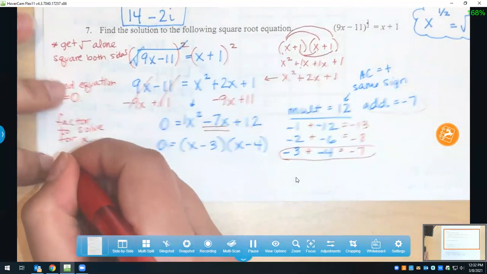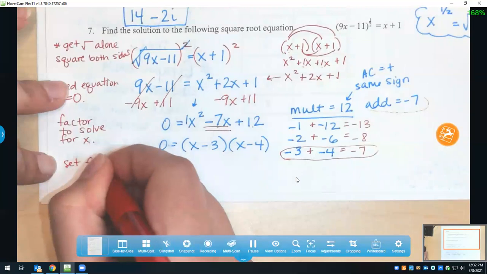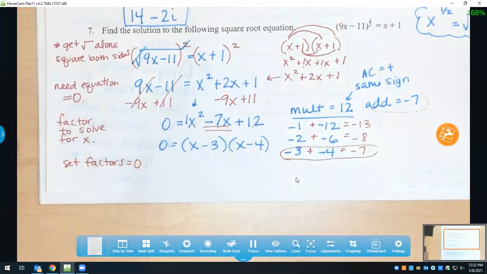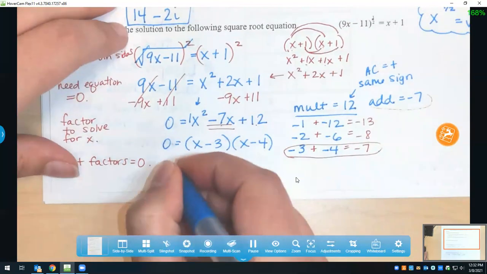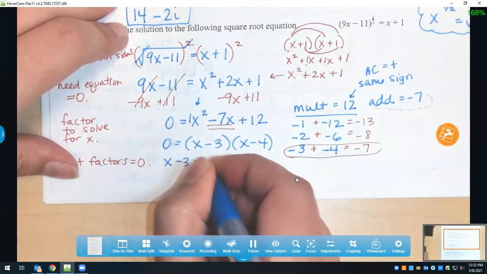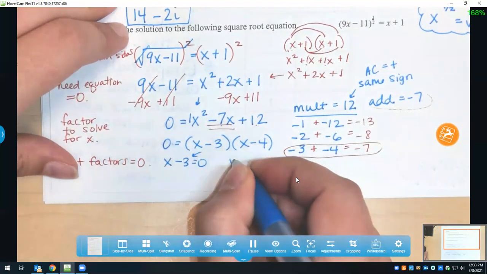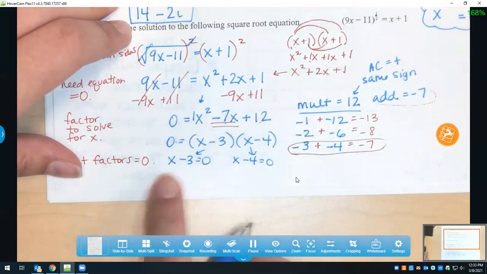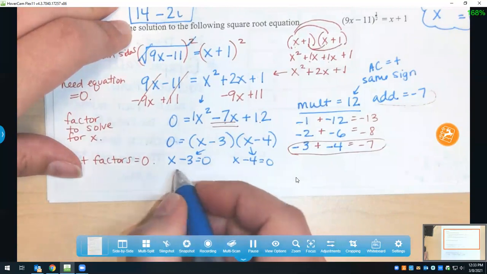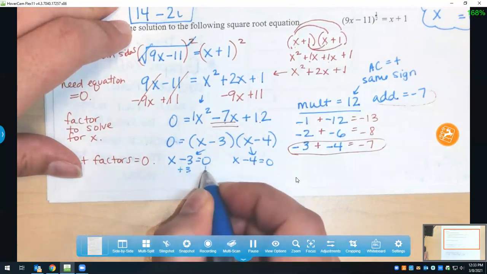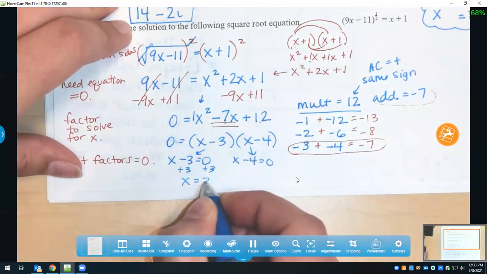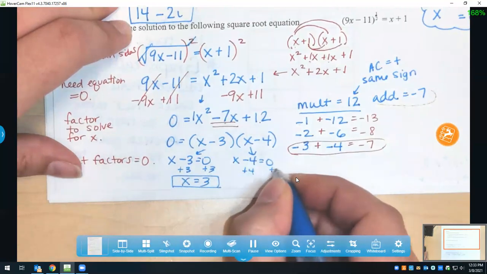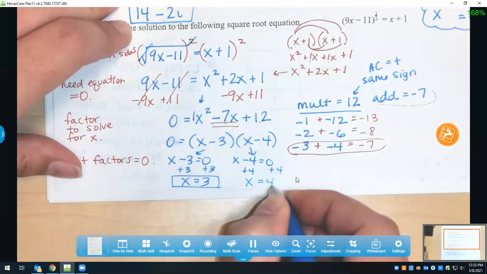And then you have that last step of set factors equal to 0 to solve. It's like we made 2 little baby equations out of it. Each one of these factors gets its own equal 0. So now we got 2 little equations. Solving for x, you get x to be 3 and x to be 4.